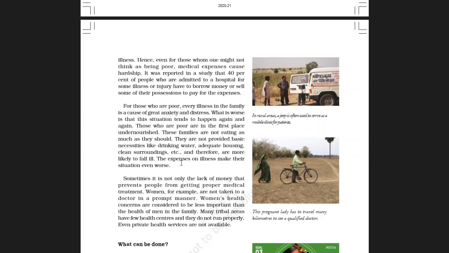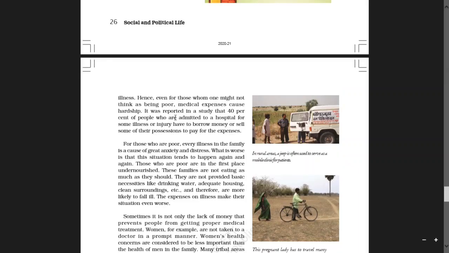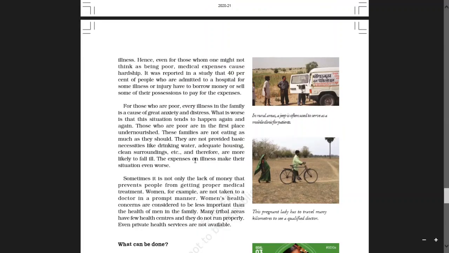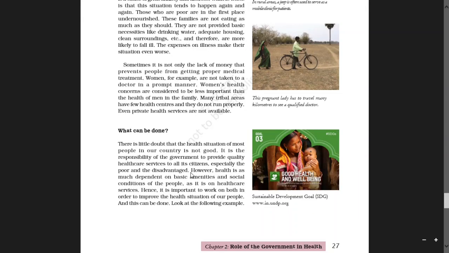Sometimes it is not only the lack of money that prevents people from getting proper medical treatment. Women, for example, are not taken to a doctor in a prompt manner. Prompt manner means very quickly, boys. Women, for example, are not taken to a doctor very quickly.